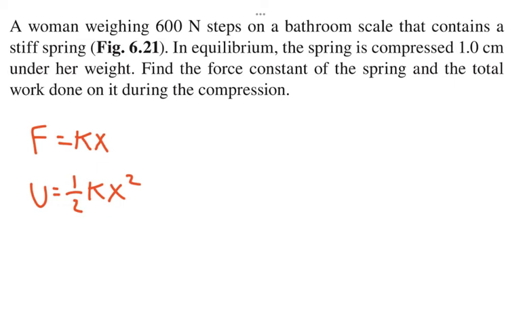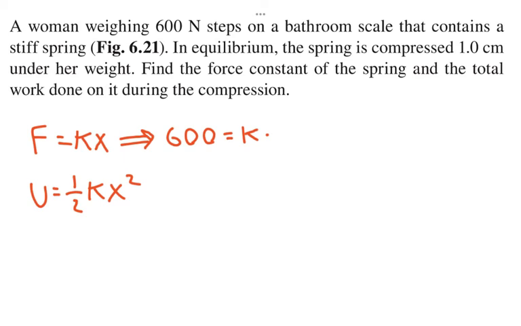Alright, are we back? So did you figure out it was the first equation? If so, great job. We do not have potential energy, but we do have F and we do have X, which allows us to solve for K. So we can take this equation and write that 600 newtons equals K times, and we're not going to use 1 centimeter. We are going to have to use meters.